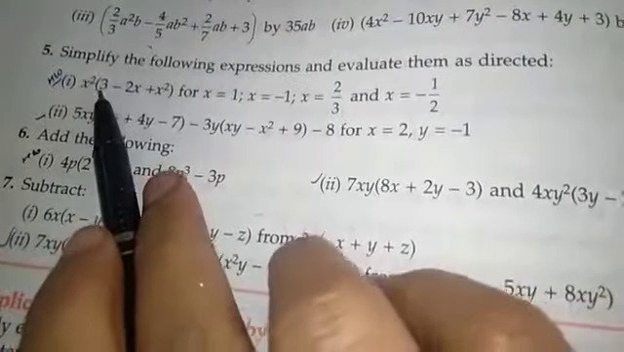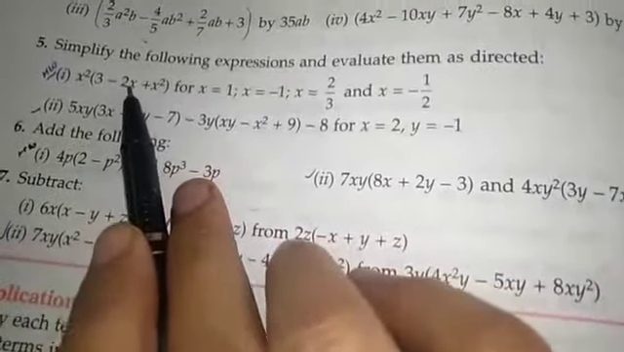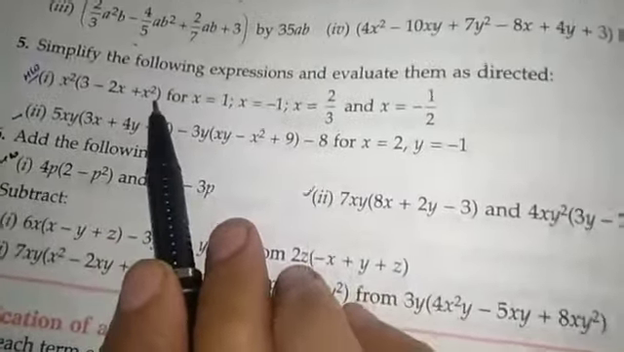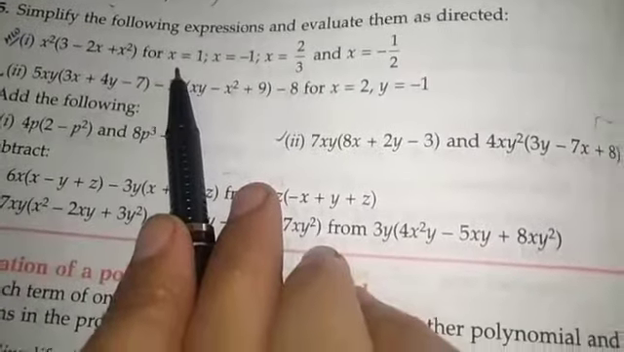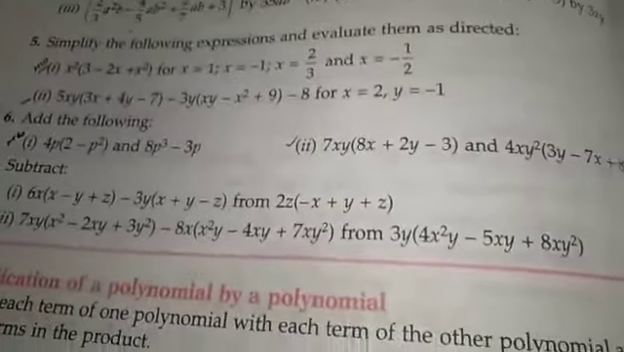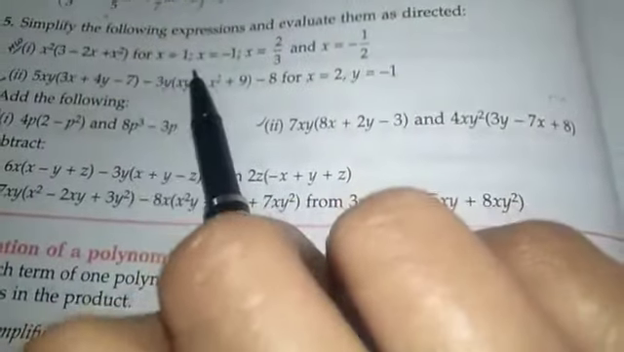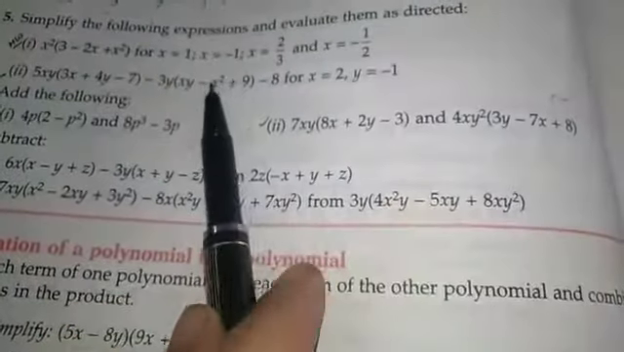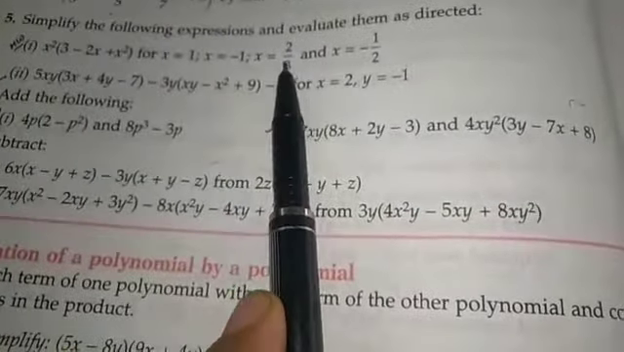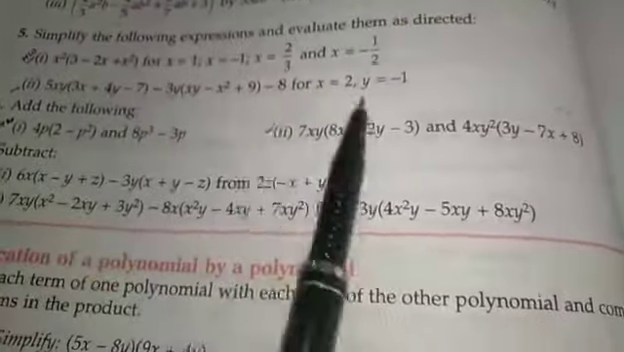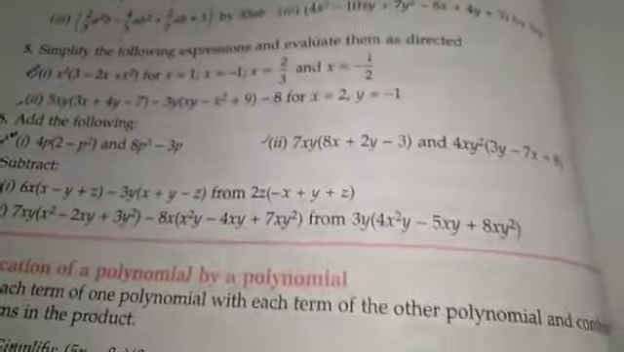You will make a new equation which is 3x square minus 2x cube plus x raised to the power 4. Then you will put the value 1 in place of x. Wherever there is x, we will write 1, okay? In the same way we will solve the equation by putting the value x is equal to minus 1, x is equal to 2 by 3, and x is equal to minus 1 by 2. This question is really very important. I am going to give it in test and exam both.